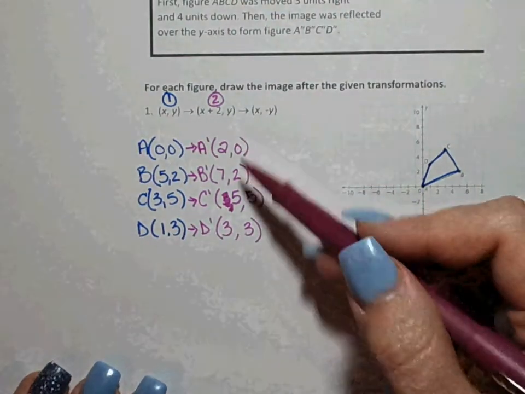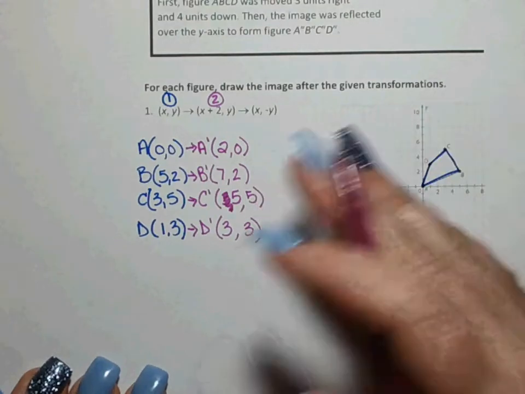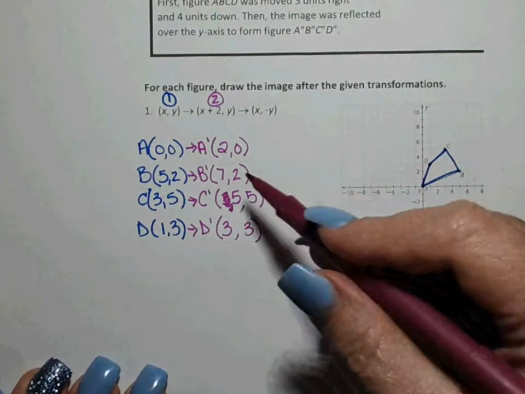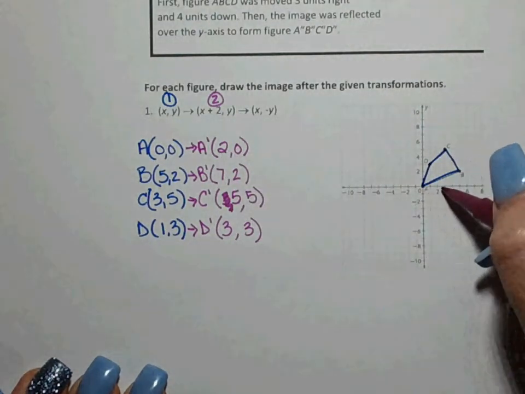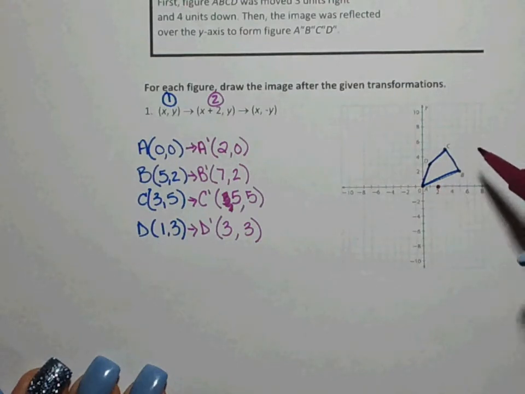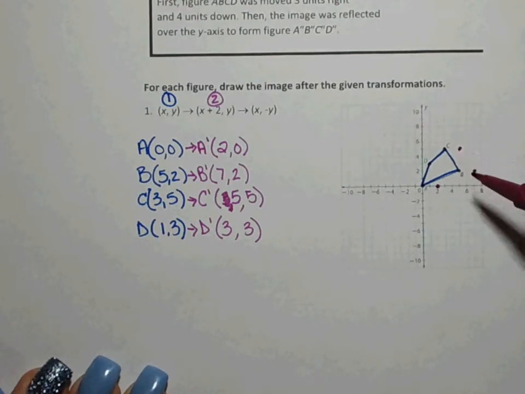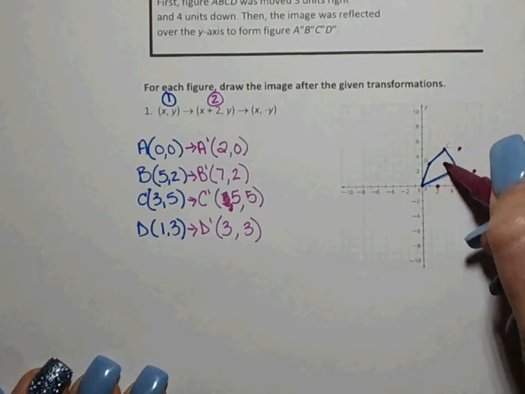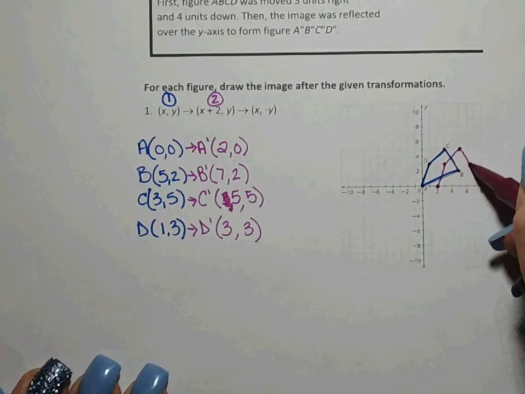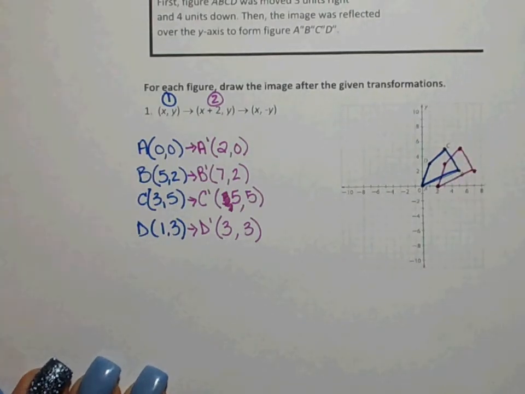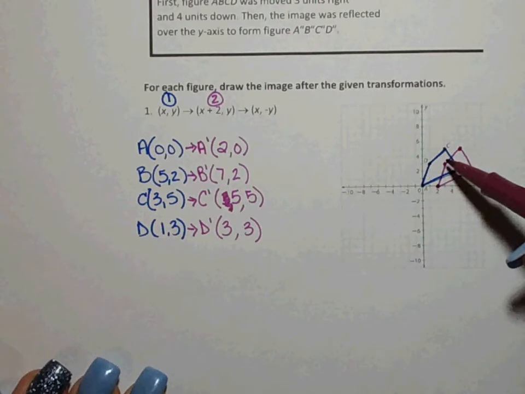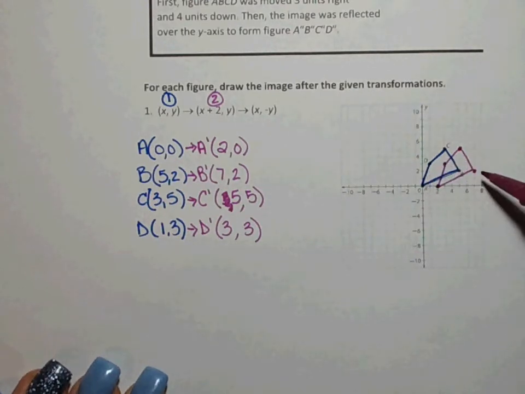Alright, so let's go ahead and plot these points on here so we can see how that affects our image. The first point, A prime, is at 2, 0. B prime is at 7, 2. So 7, 2 is up here. And C prime is at 5, 5. And D prime is at 3, 3. Alright, so this is after one transformation. We've just shifted our pre-image over 2. So we've done a translation.